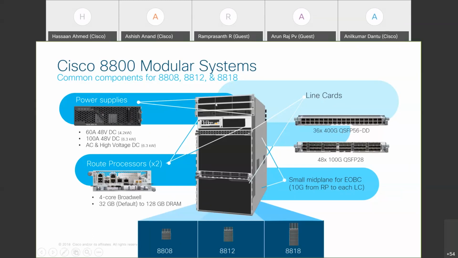Okay. At the top of the chassis, you have your power trays and the power modules inside them. At the top you have 3 power trays, and inside each power tray you can have power modules inserted.